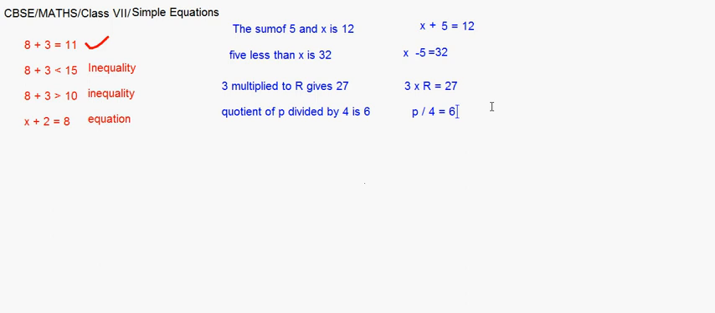Now we will be moving on to learning how to find these solutions. These four equations are pretty simple. You can see x plus 5 equals 12. So what plus 5 gives you 12? You can say 7 plus 5 gives you 12.